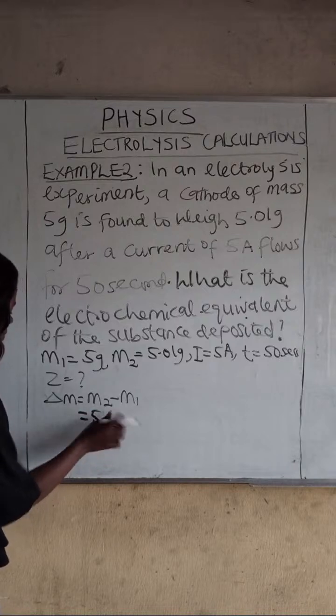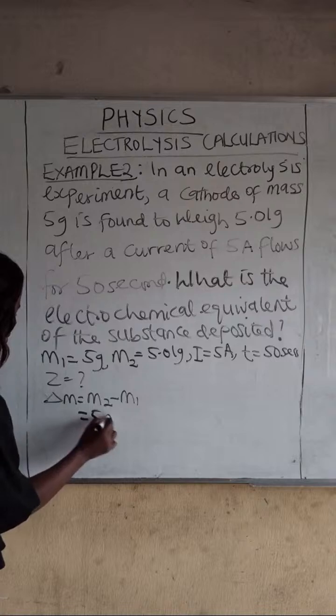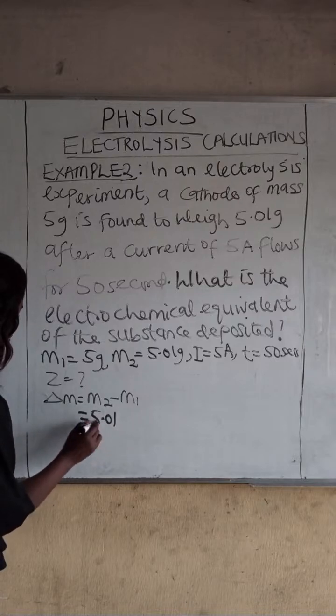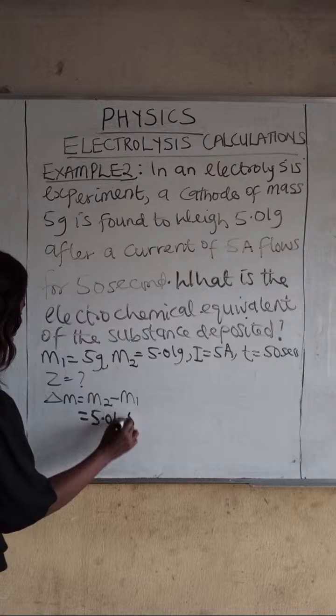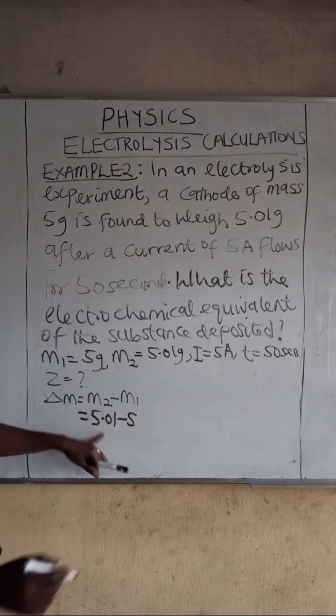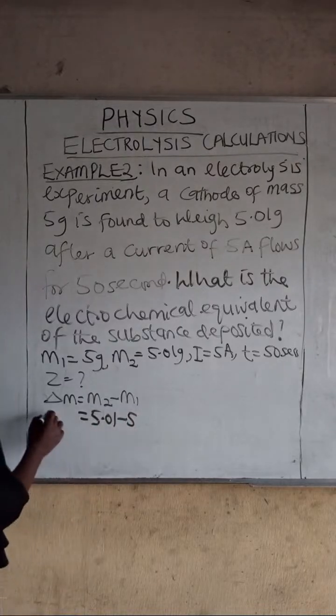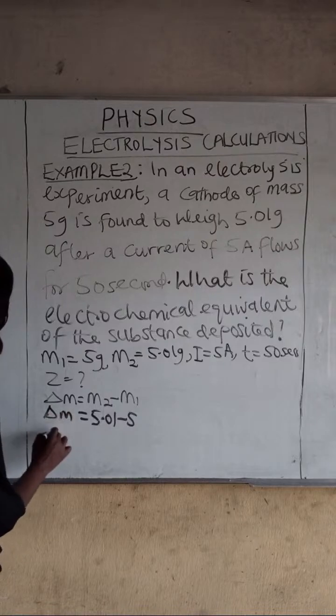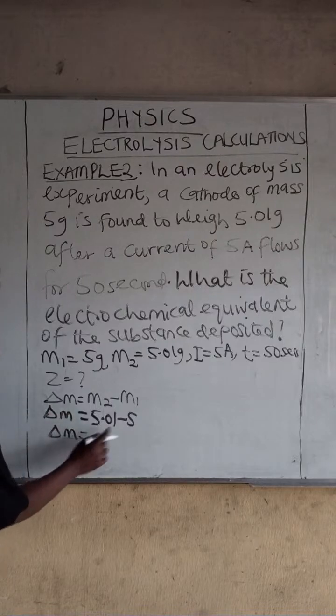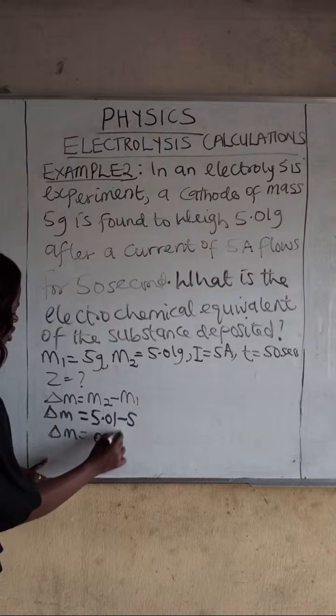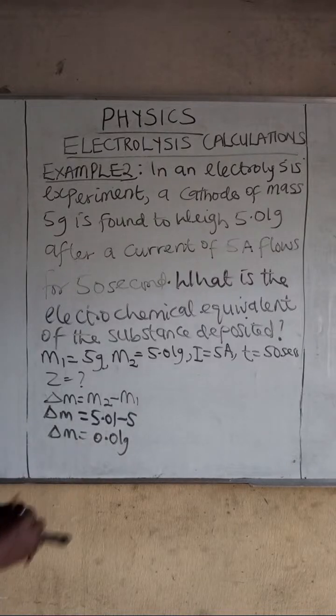50.01 minus 5. We have 5.01 minus 5 is going to give me 0.01 grams. Okay?